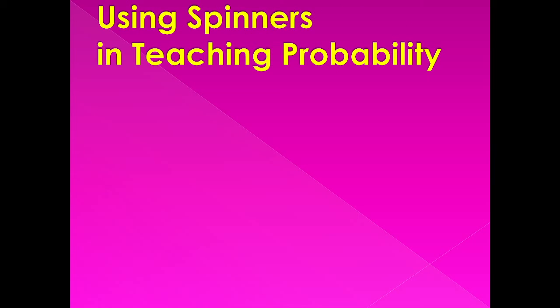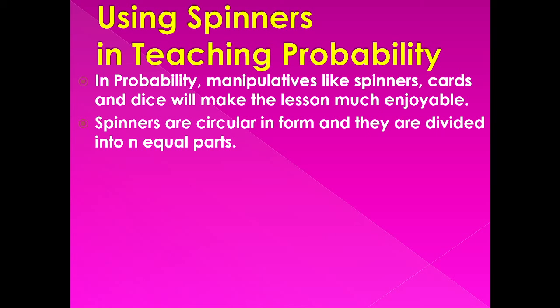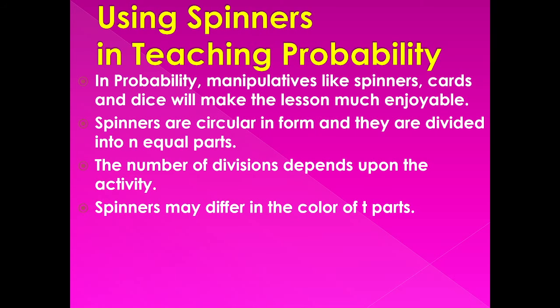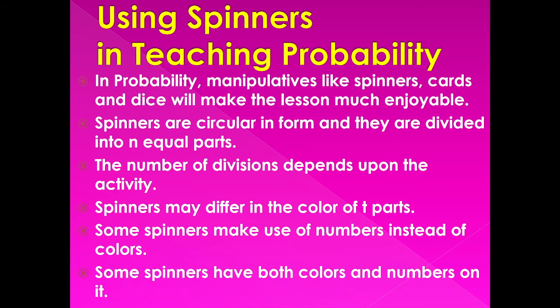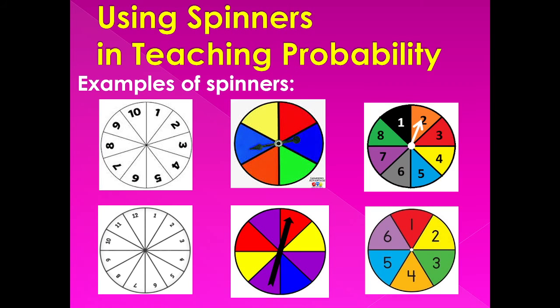Okay. Let's go to teaching with spinners, or using spinners in teaching probability. In probability, manipulatives like spinners, cards, and dice will make the lesson much more enjoyable. Spinners are circular in form and they are divided into equal parts. The number of divisions depends upon the activity. Spinners may differ in color of the parts. Some spinners may use numbers instead of colors, just like this one. So it can be numbers, colors, or both numbers with colors.